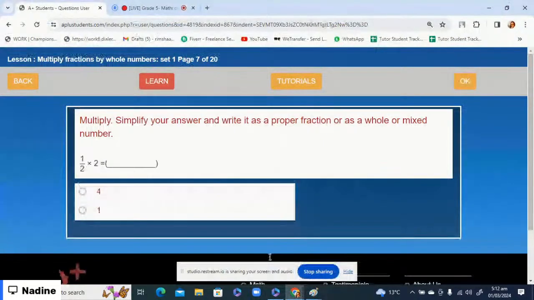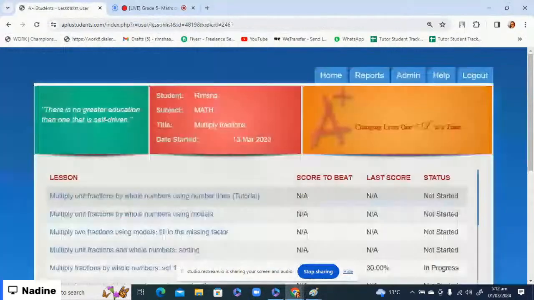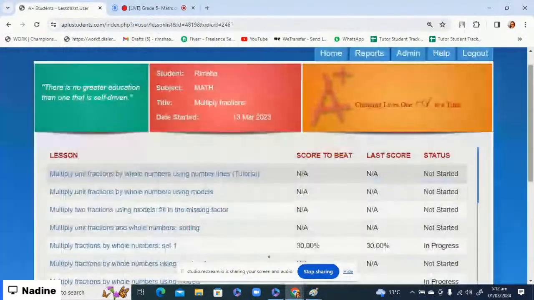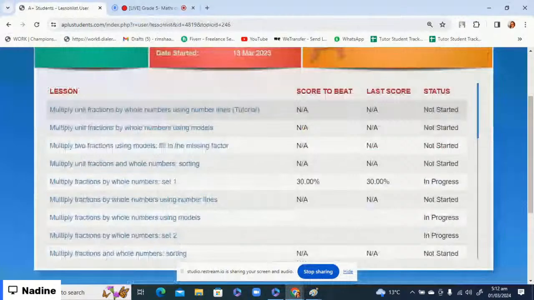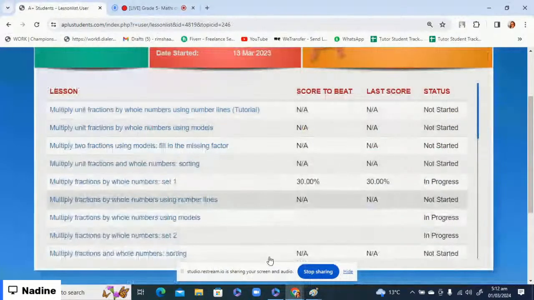Okay, now you solve the rest of the questions by yourself. Hope you guys understand this lesson. Let's do the next. We have done multiply fraction by whole number set 1. Let's do this one: multiply fraction by whole number using the number line.